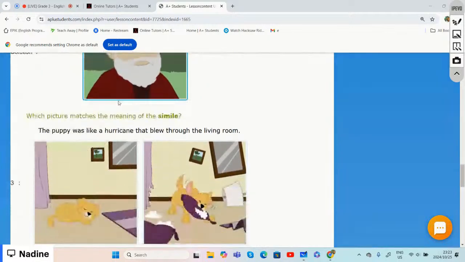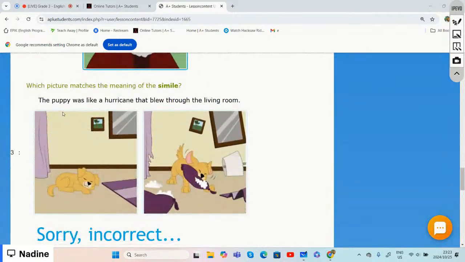All right. If we look at the next one, it says, the puppy was like a hurricane that blew through the living room. What does that mean? When we say the puppy was like a hurricane that blew through the living room, what does it mean?